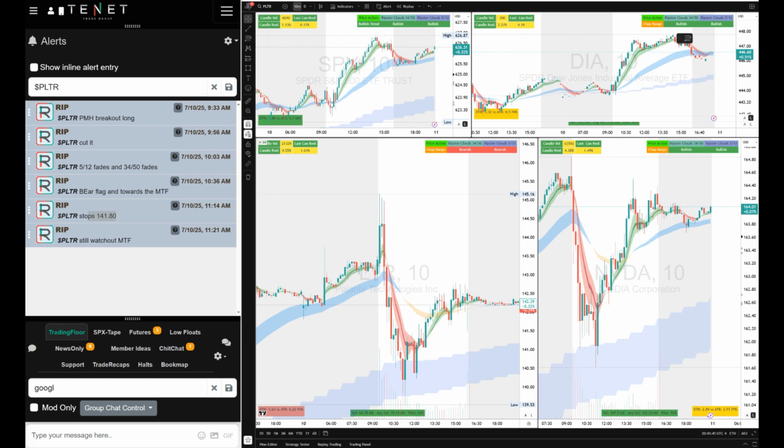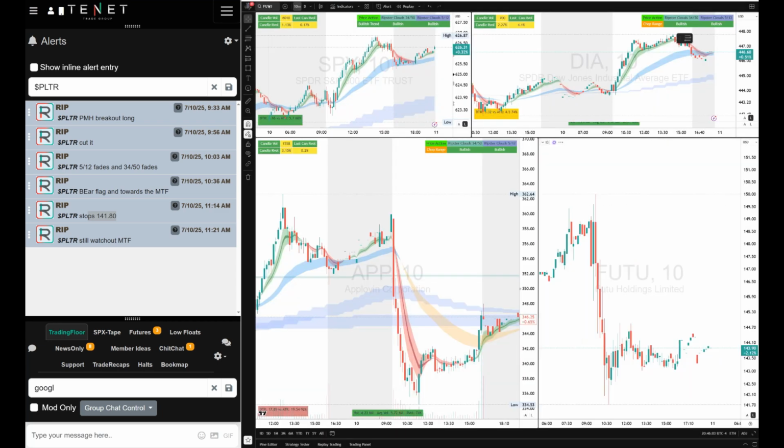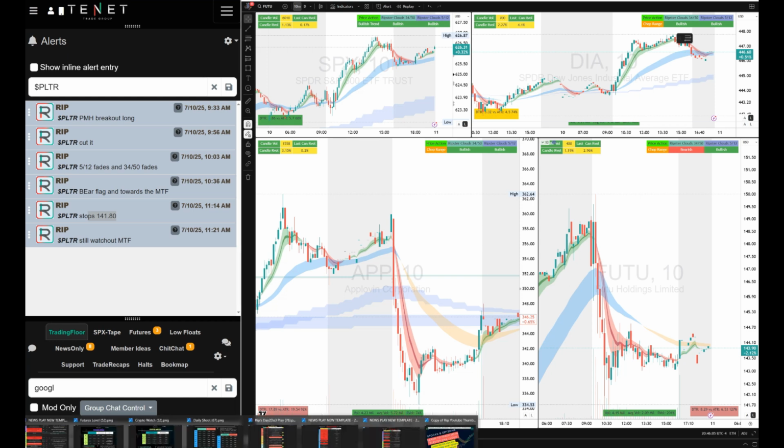Long loser, short winner. All right, let's look at some of our day two setups. Our top two day two setups today were APP and FUTU. Why was that? Why do I give these setups as top day two setups?